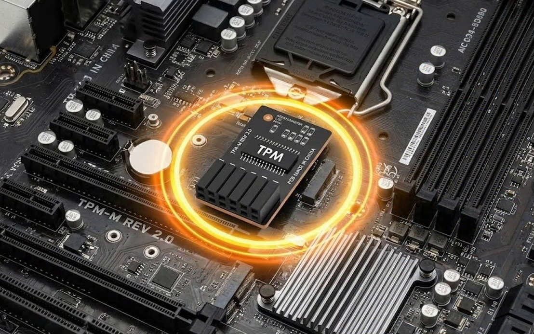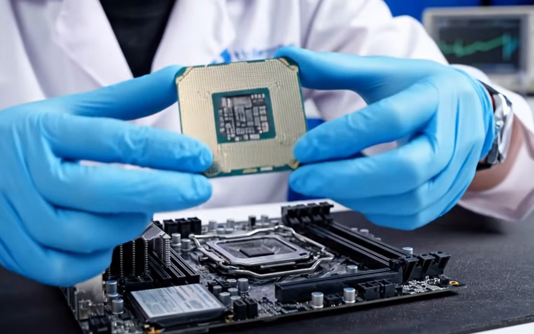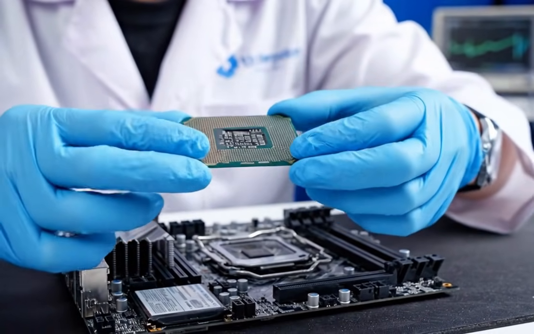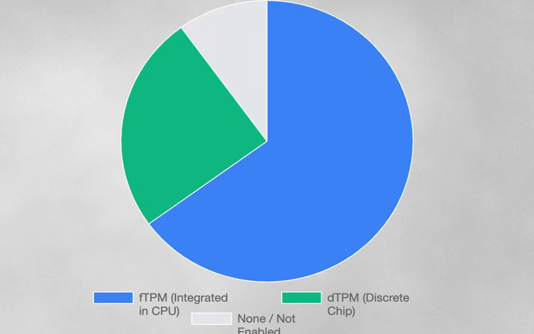TPM comes in two forms. First, a physical chip that's soldered onto your motherboard, usually found in business or high-end computers. Second, a built-in version inside the CPU called FTPM. This one's a lot more common, especially in PCs made after 2018. A lot of people think their computer doesn't have TPM, but in many cases, it's just turned off in the BIOS.